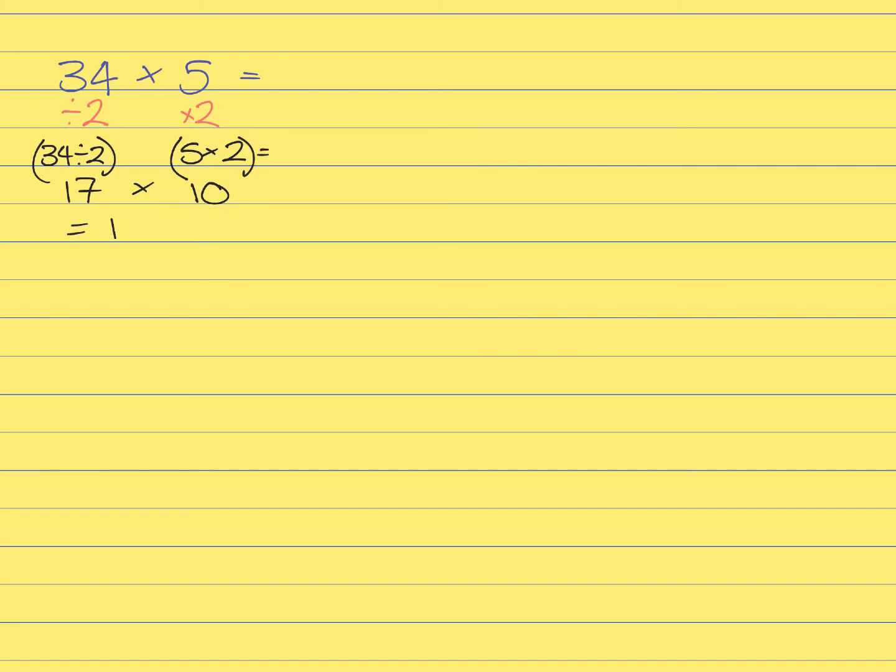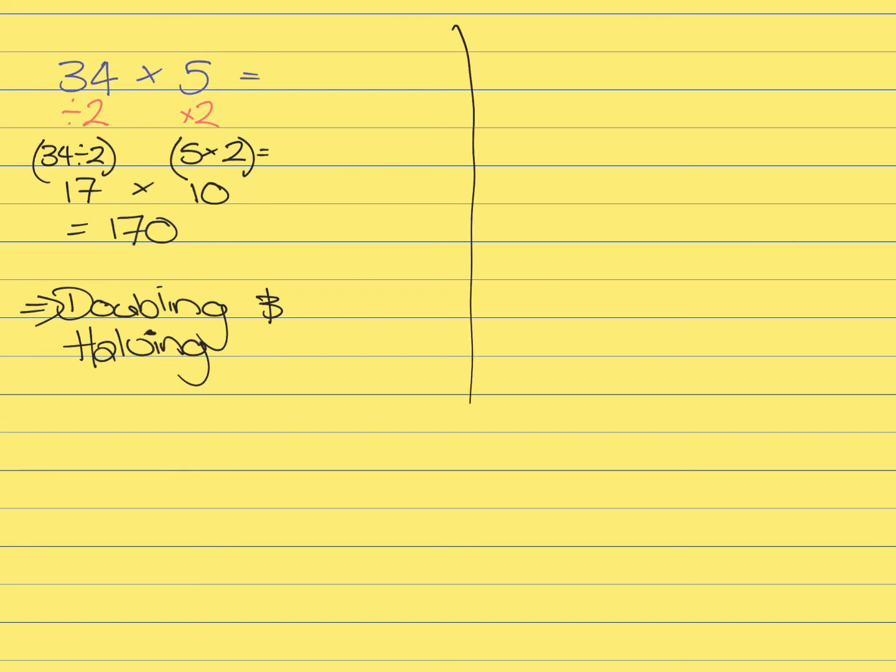So we've doubled one, we halve the other. So our new calculation becomes 17 times 10, which obviously our answer is 170. So if we doubled one side, and therefore using this strategy, we would have to halve the other side. So quite clearly 17 times 10 is much easier to solve in our heads than 34 times 5.